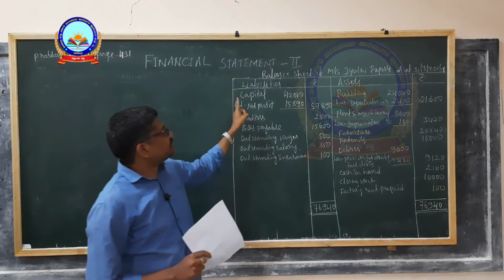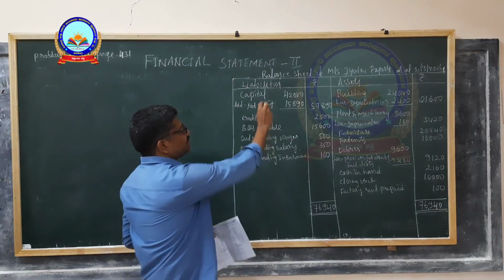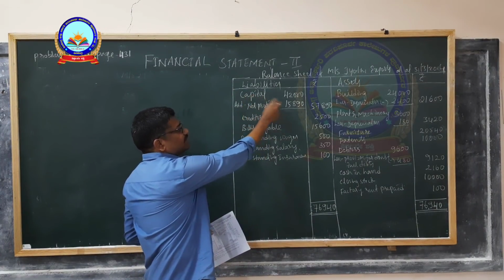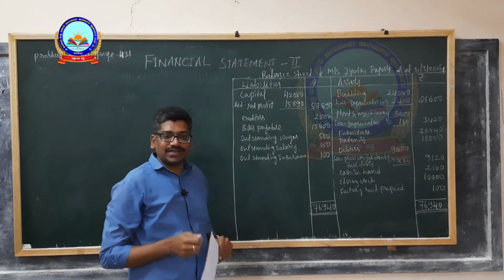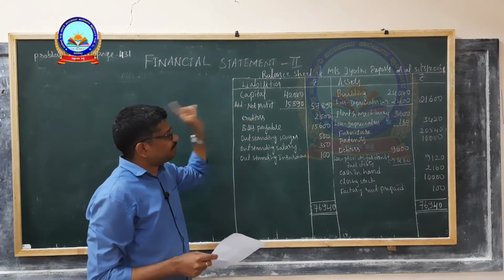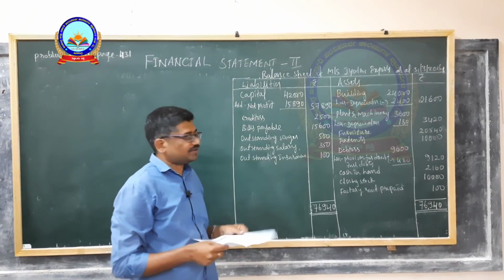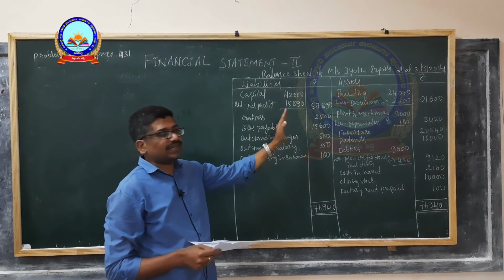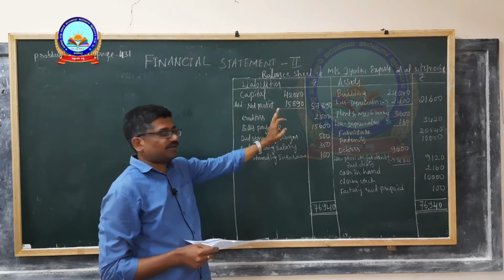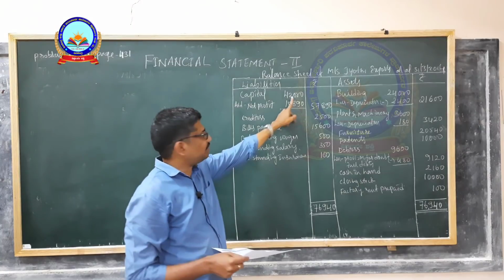So now first one is the liability side. We have to start with capital. Capital is rupees 42,000. You have to record it in the inner column because it has an adjustment. The net profit which we found in the profit and loss account should be transferred to the balance sheet and added to the capital account. So first, 42,000 rupees you record in the inner column.